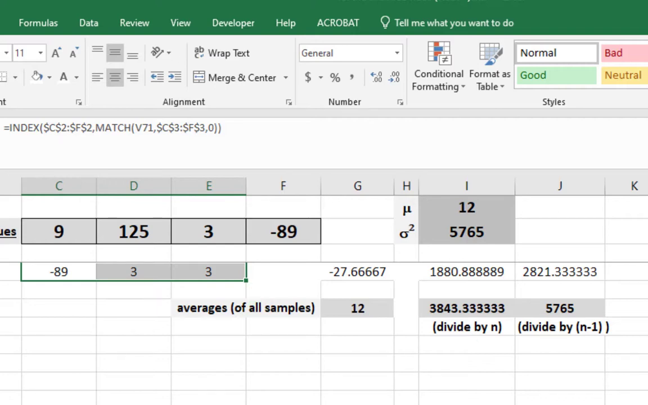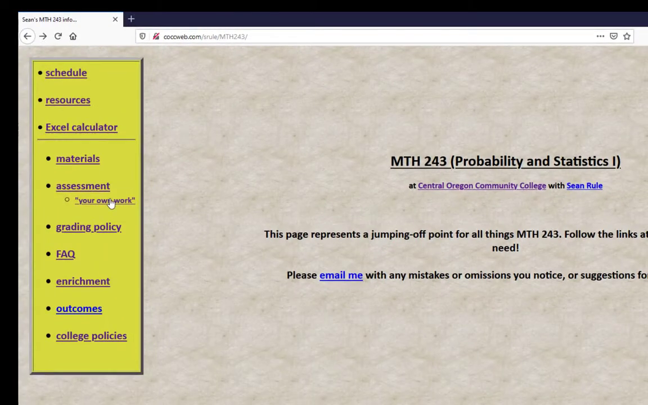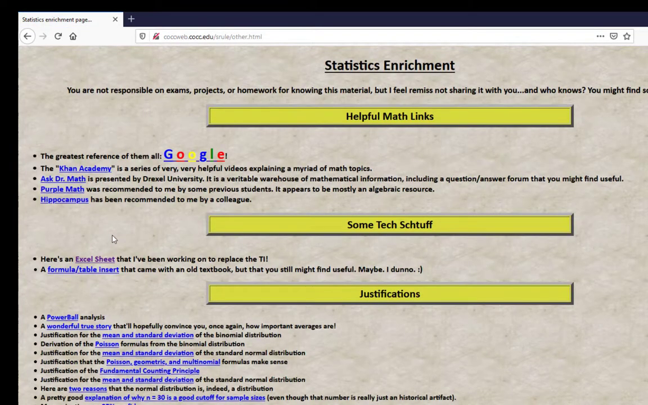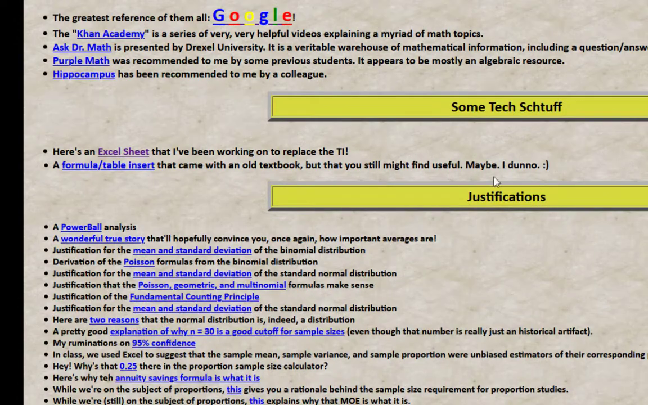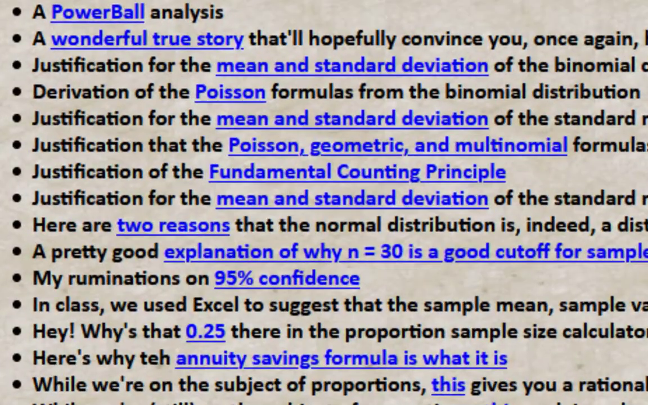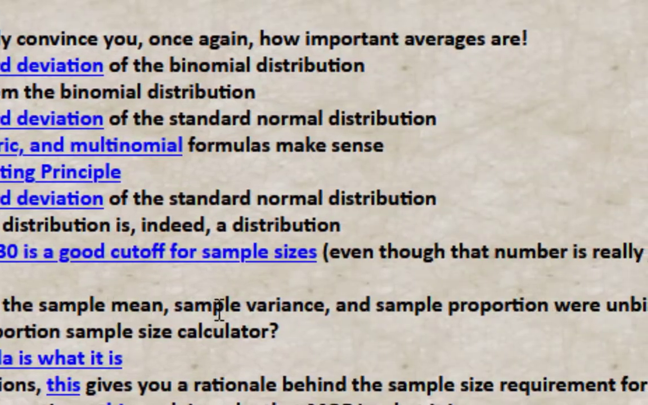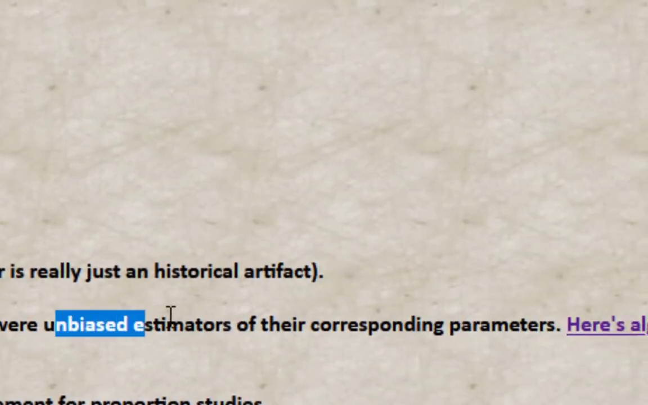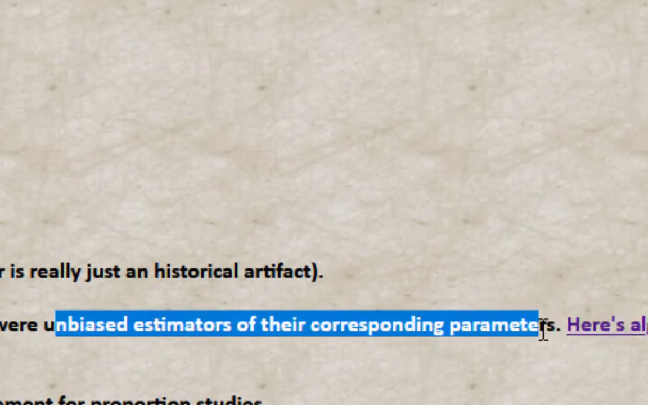And if you want more, if you want to get lost in some algebra, on your 243 class page here, I've got a little page called Enrichment. And if you scroll down here to justifications, this is where my curiosity got the best of me. This is when I had to sit down and figure out, okay, why is it that some of these things are the way they are? What is going on? So if you scroll down right here, about halfway down, in class we used Excel to suggest the sample mean, sample variance, and sample proportion were unbiased estimators of their corresponding parameters. That sounds like gobbledygook, but this is actually for a 244 class.